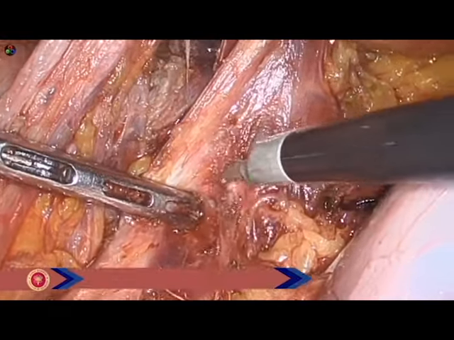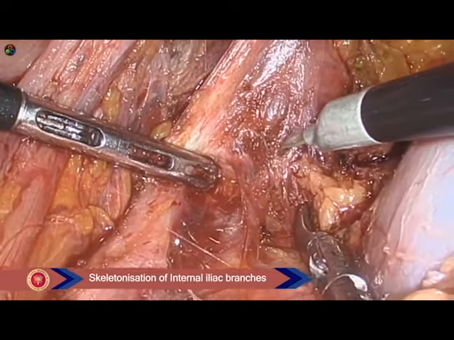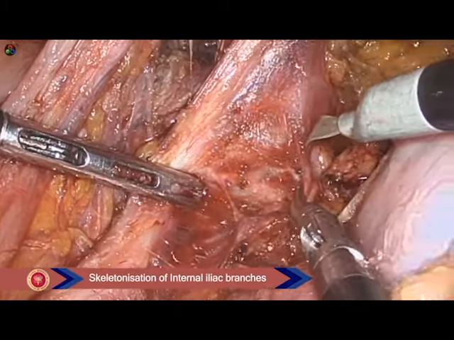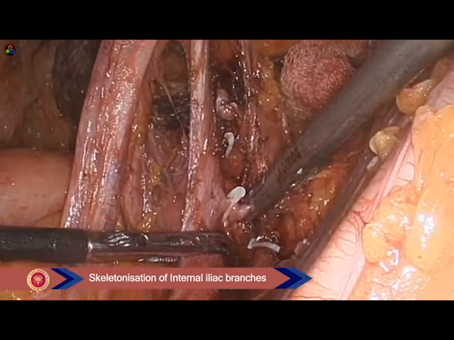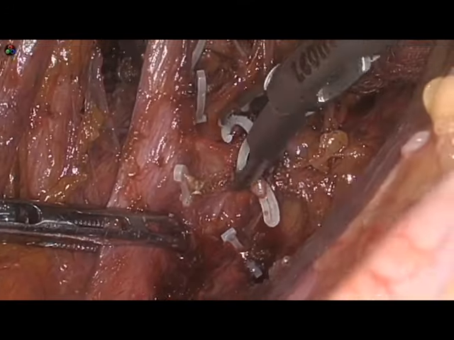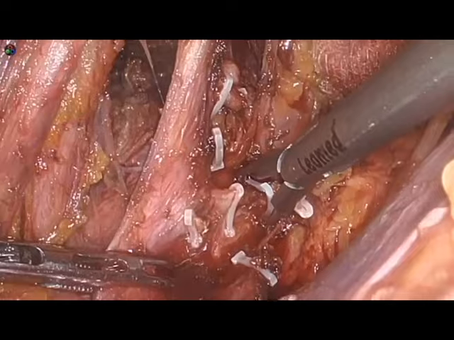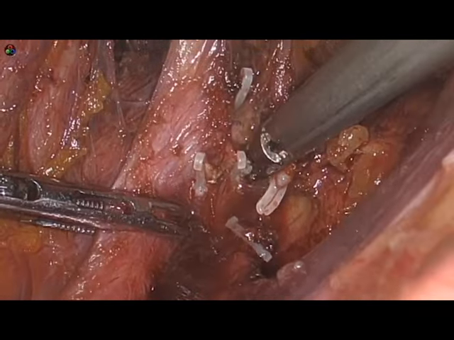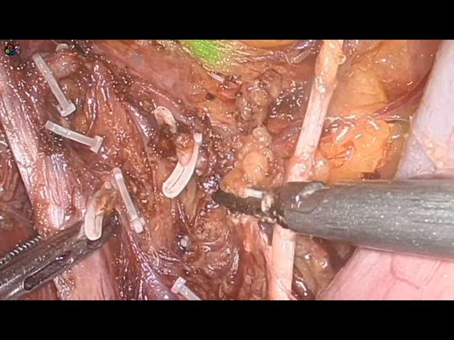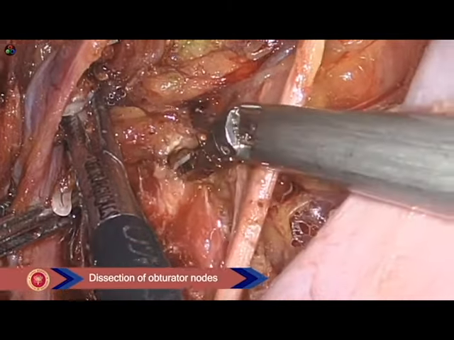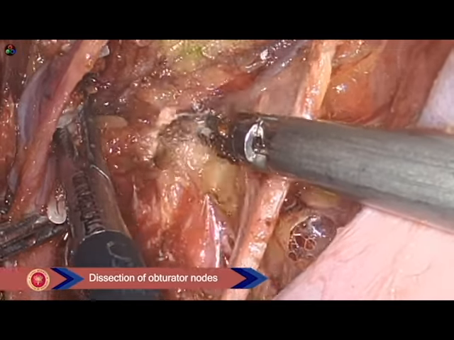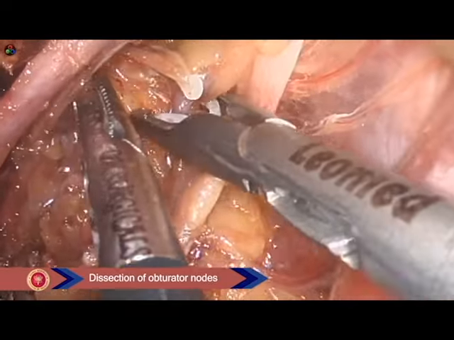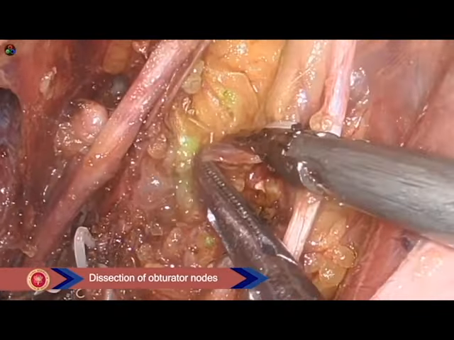The next step is the dissection of the internal iliac group of lymph nodes. We dissect the proximal part of the internal iliac artery and continue along the internal pudendal artery. The branches of the internal iliac artery are safely clipped. Dissecting along the internal iliac artery, the obturator artery is identified and clipped safely to avoid any bleeding deep in the pelvis.